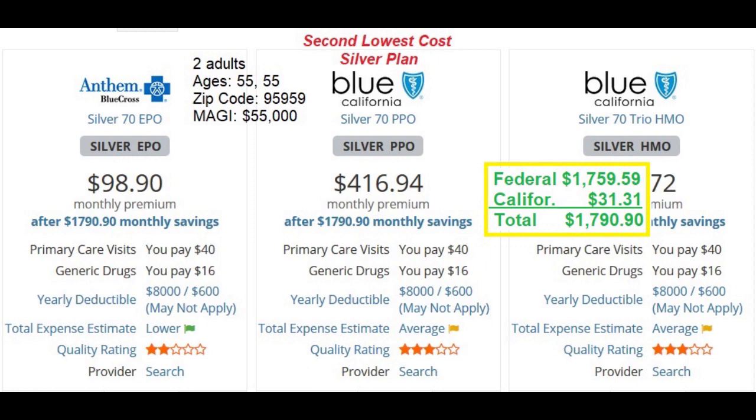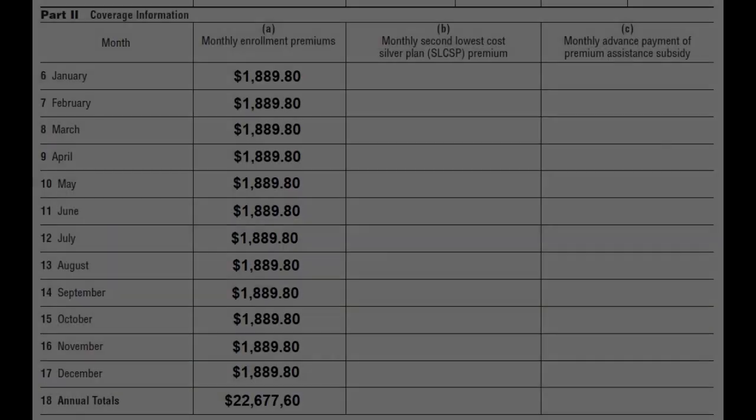Now, the subsidy of $1,790.90 is a combination of a federal subsidy of $1,759.59 and an additional California Premium Assistance Subsidy of $31.31 per month.